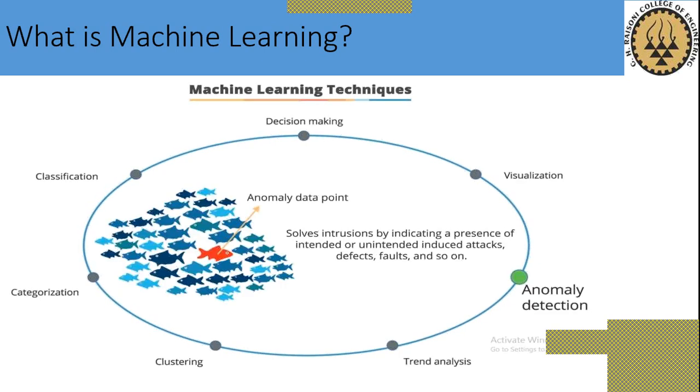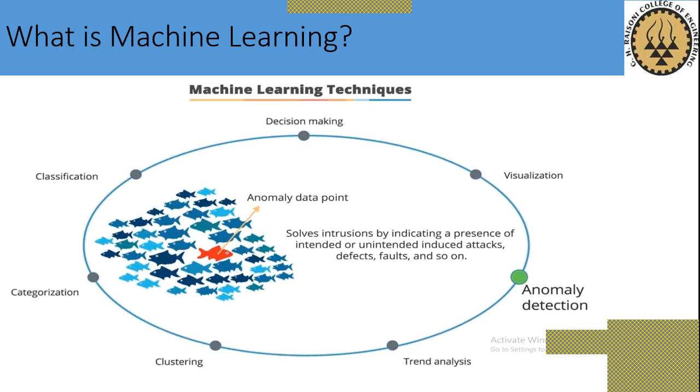The next technique is machine learning, where we are using anomaly detection. So what is anomaly detection? Anomaly detection means something happens as opposed to your regular pattern. For example, in this diagram, all the fish are moving from right to left, but one fish is moving from left to right. This indicates that it may be causing some anomaly in the routine work.